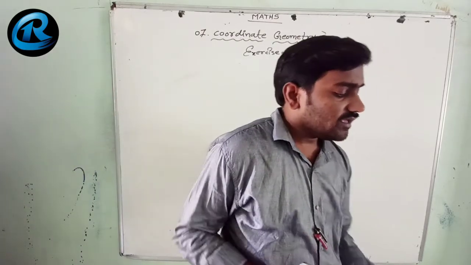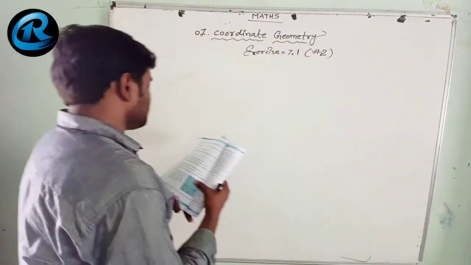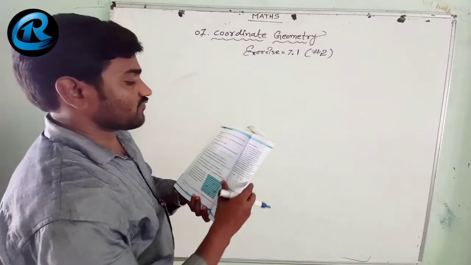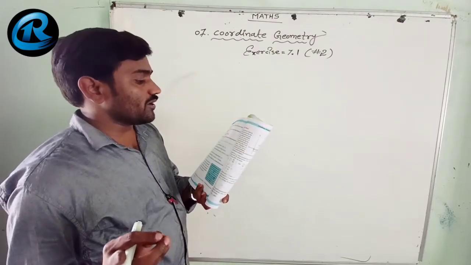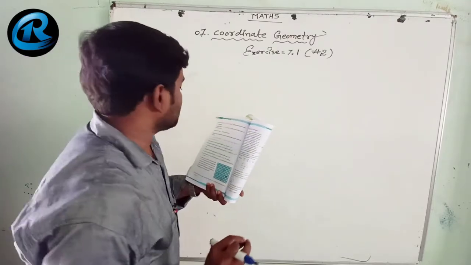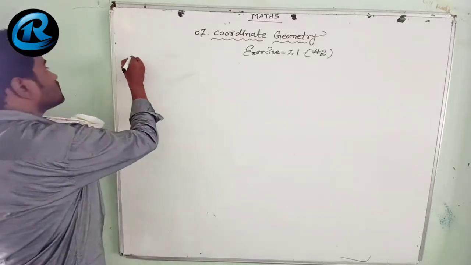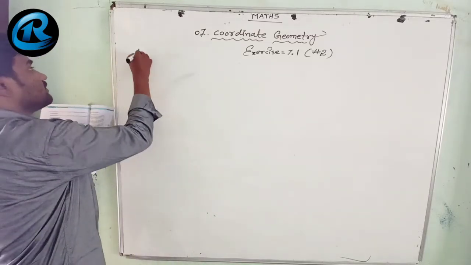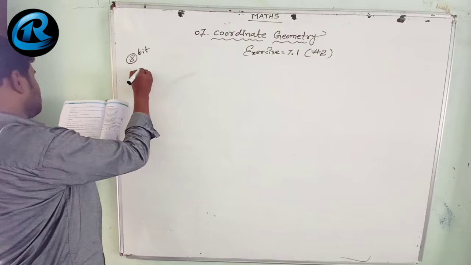If you remember these, we can do the 8th bit easily, because the question is: name the type of quadrilateral formed, if any, by the following points and give the reason for your answer. And we also give the reason. 8th bit, question number 1.